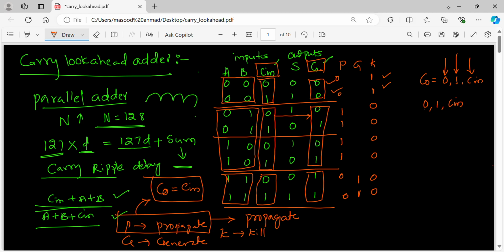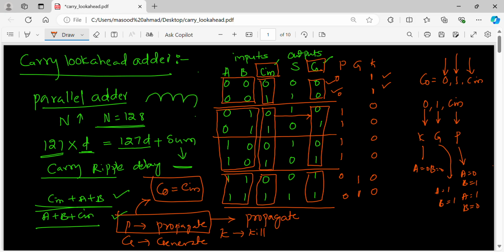If carry out is forced to be 0, we call it kill. If it is 1, it is called generate. If it is Cin, it is called propagate. Kill happens when A equals 0, B equals 0. Propagate happens when A0, B1 or A1, B0. Generate happens when A equals 1, B equals 1.